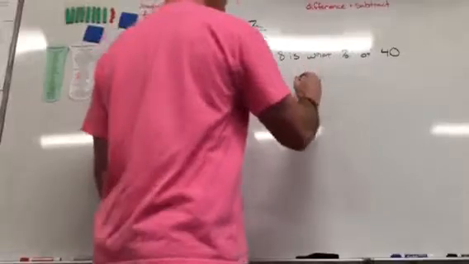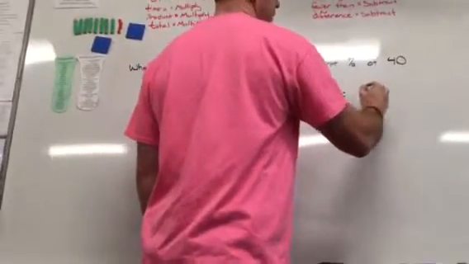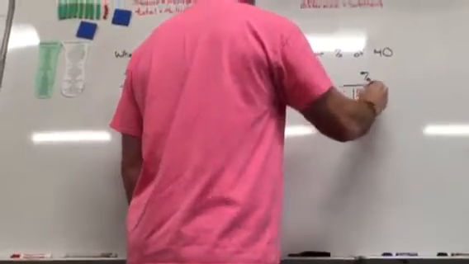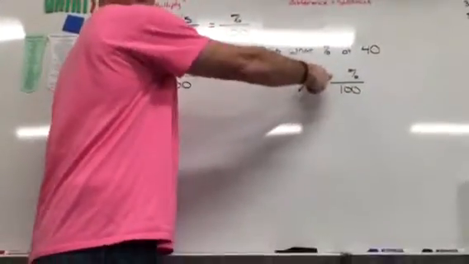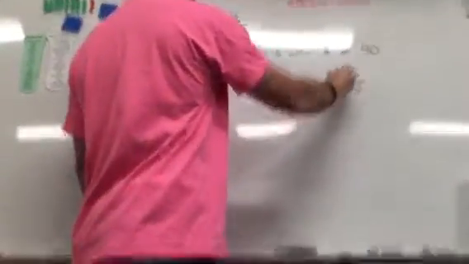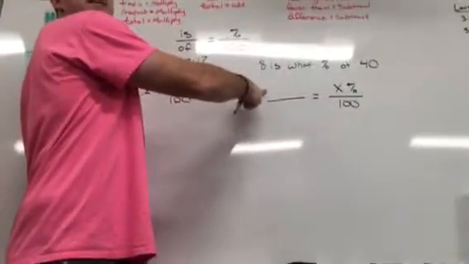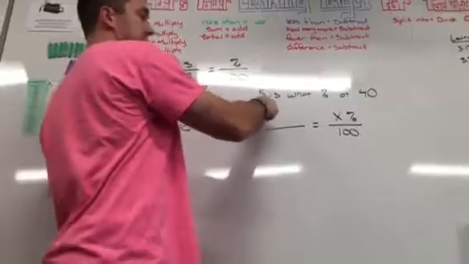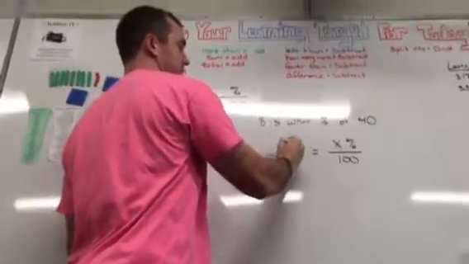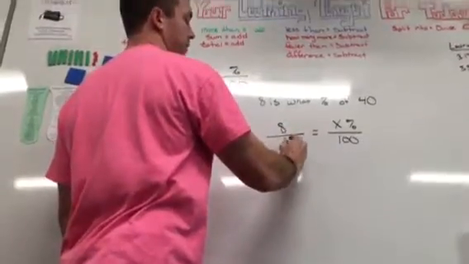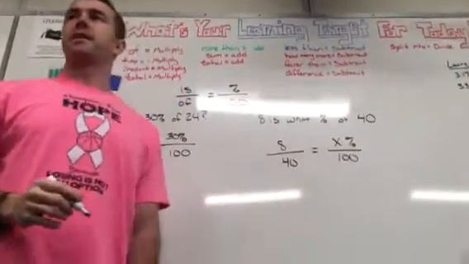Good. So let's use our is over of equals percent over 100. Do we know the percent? No, so that's going to be our variable. That's the one we don't know. Do we know the is? What is my is? 8. 8 is. 8 over 40. What's my of? 40. So 8 over 40. Very good. How hard is that to set up? Not that hard.